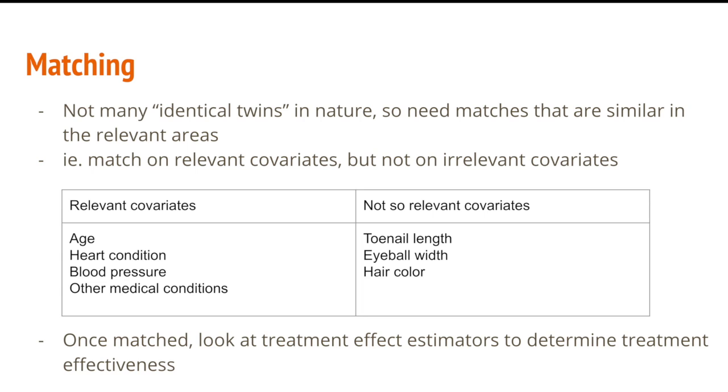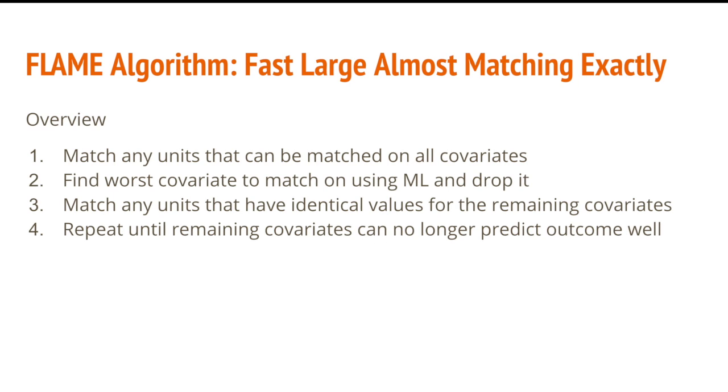An algorithm that creates matches has two goals. The matches have to be high quality, meaning that they're well matched on the relevant covariates and that it did drop the not so relevant covariates. It also has to be interpretable, meaning the user can understand why certain covariates were dropped. Then once you make those matches, you can look at the treatment effect estimators to determine how effective your treatment is.